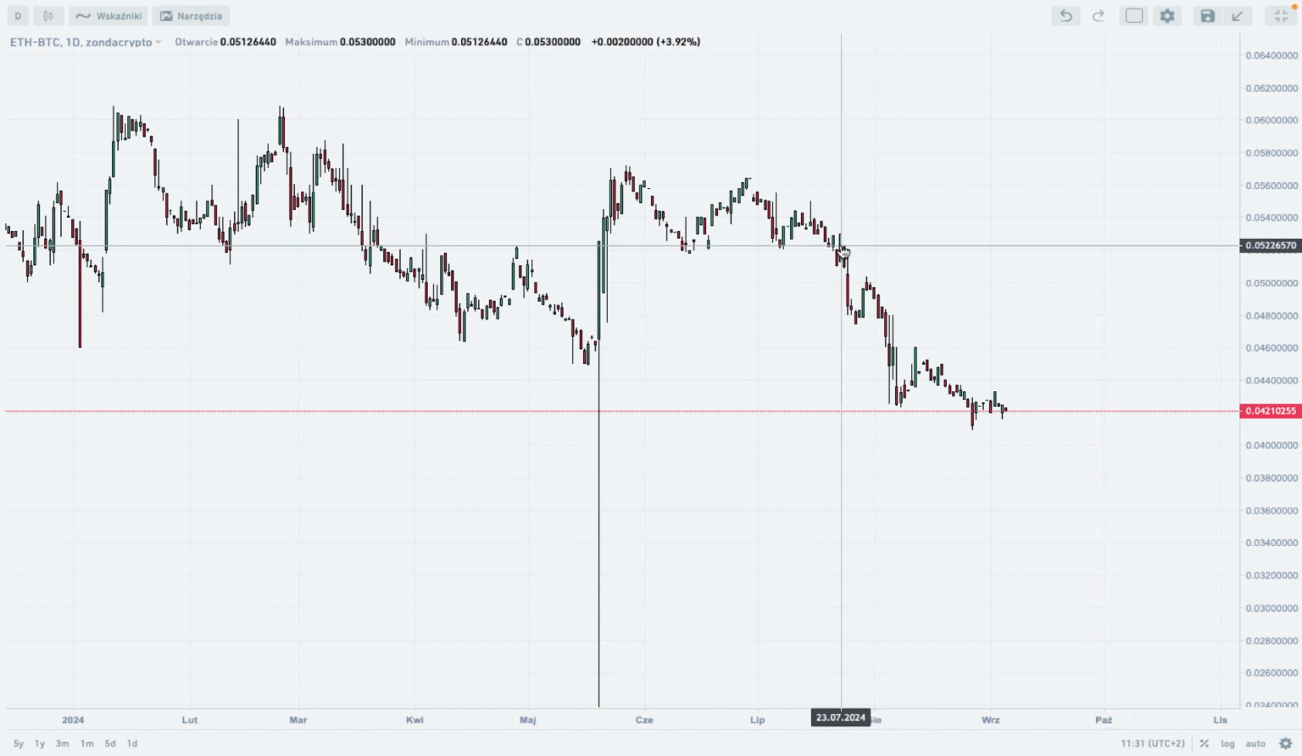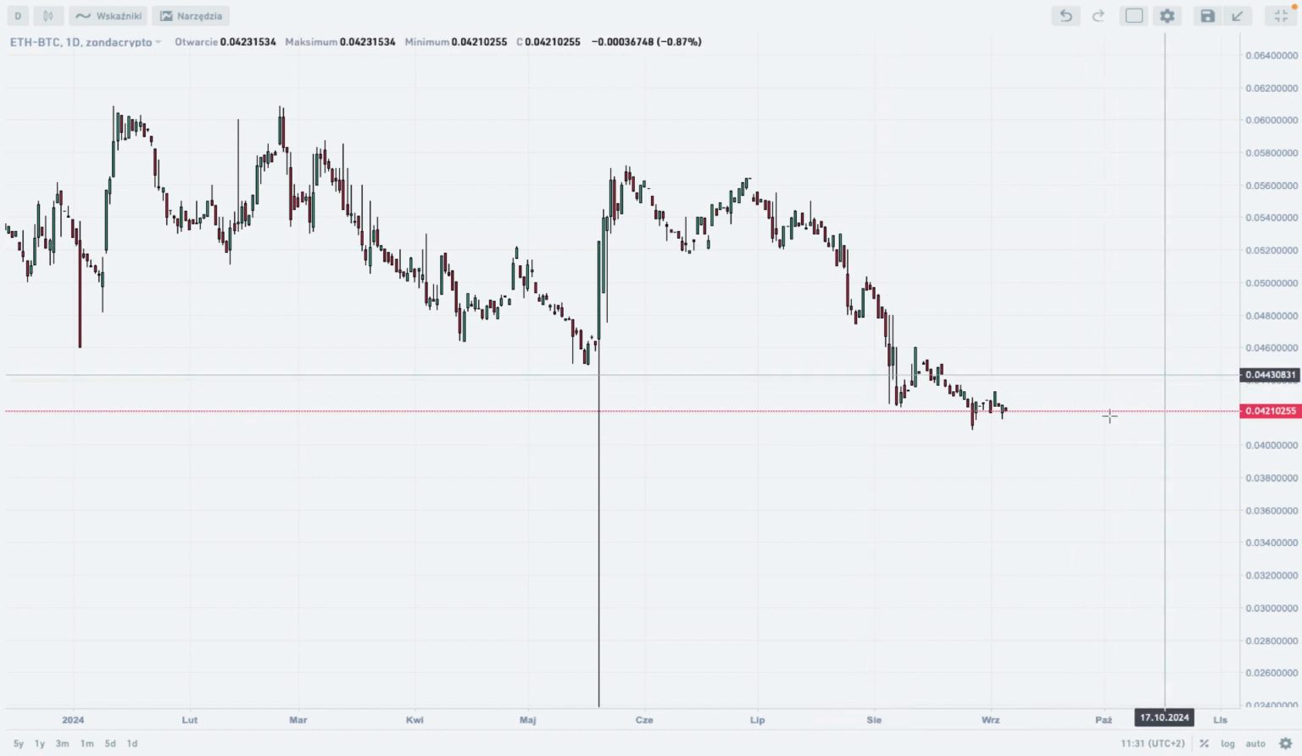Let's find out what is going on Ethereum to Bitcoin at Zondacrypto. As you can see, I'm using the daily time frame chart and Japanese candlesticks. What is so particular in this chart?